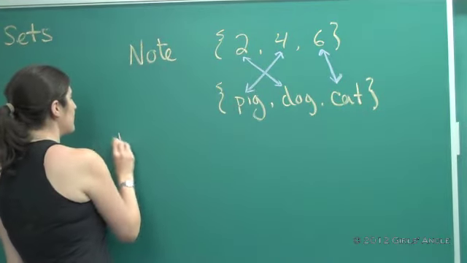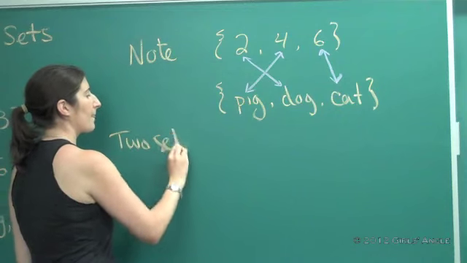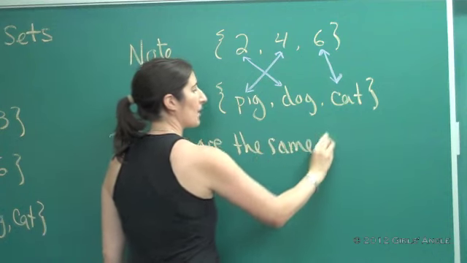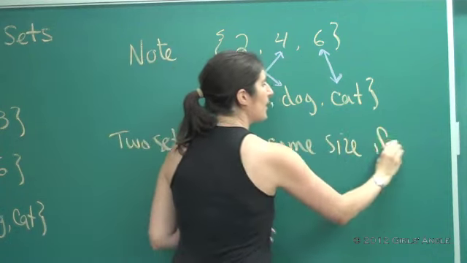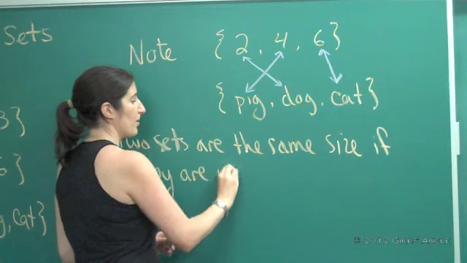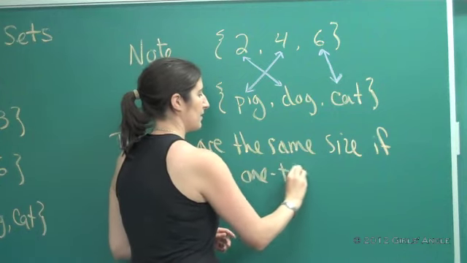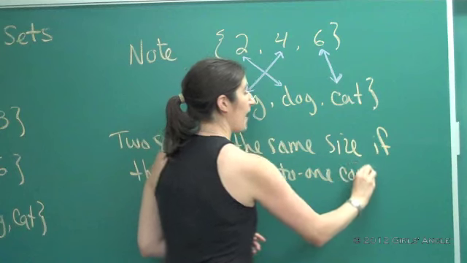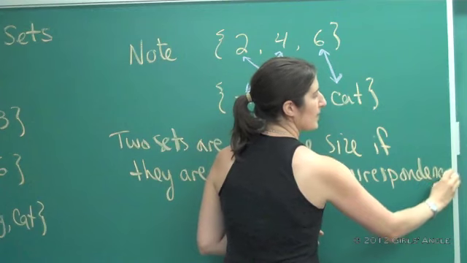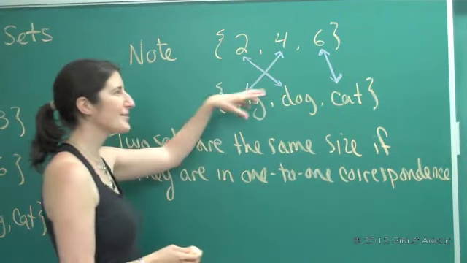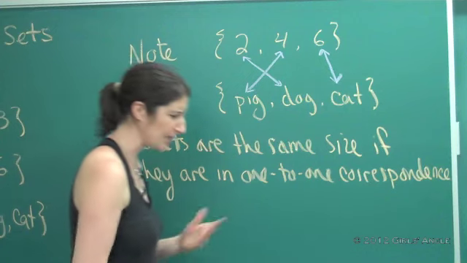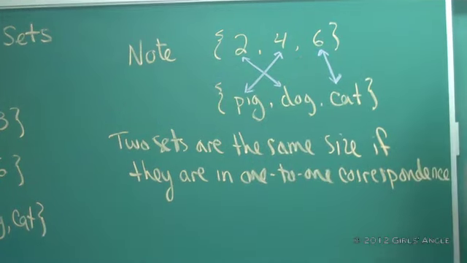And we say that two sets are the same size or the same cardinality if they are in one-to-one correspondence. I mean, the elements of the two sets can be put in correspondence with arrows like I just did. So let's look at another example.